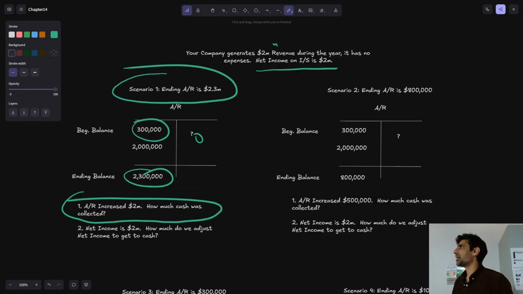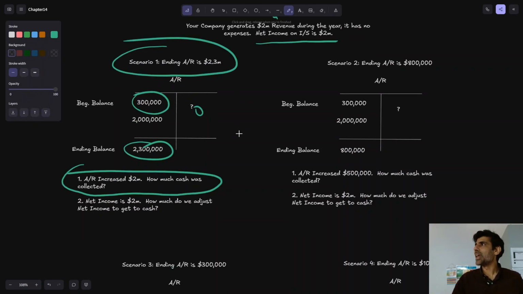0. We should have 0 net income here. Or sorry, we have net income of 2 million, but we should have 0 cash flow. Do we agree with that? Because no one paid. We have no expenses. Our net income is 2 million. But we didn't bring in any cash flow because all of our sales, all 2 million of that revenue was from accounts receivable. And we collected no money. Okay, so how do we adjust net income?